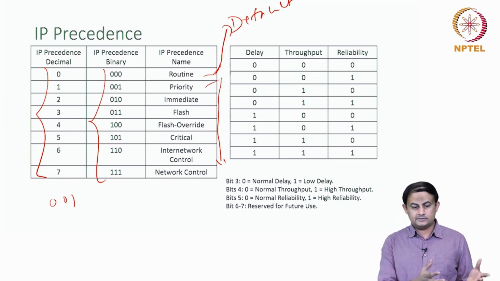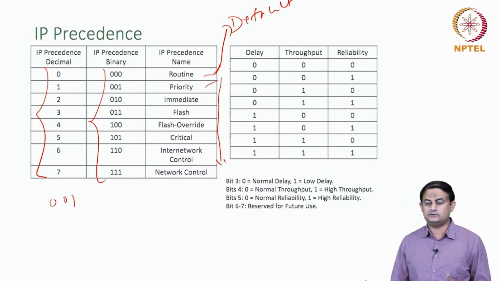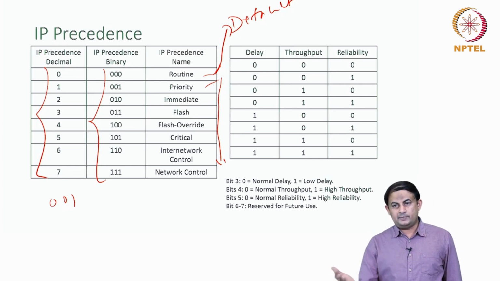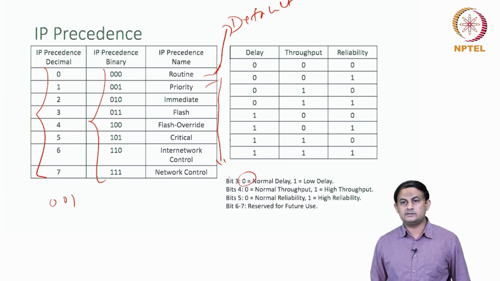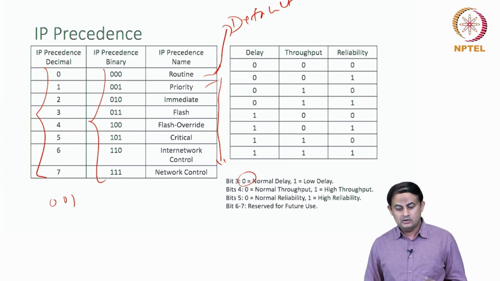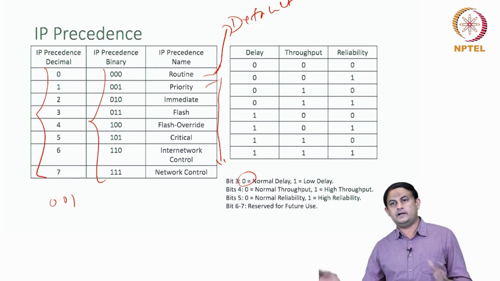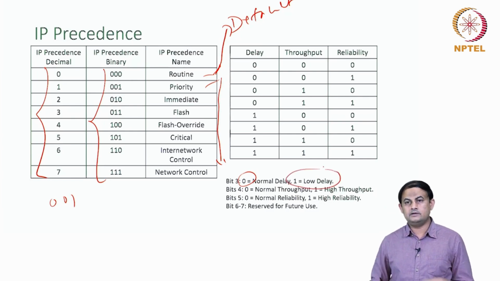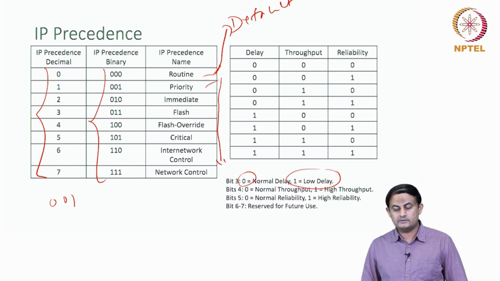This is the story about the first 3 bits, and the next 3 bits, as I said, indicate delay, throughput and reliability. These 3 bits are independently defined. When bit number 3 is set to 0, you are not telling the router or the network to provide any kind of low delay. Whatever the default delay with which the packet can be transmitted, you just transmit with that. If it is set to 1, then you are telling the network or the router that this packet needs to be forwarded with low delay.